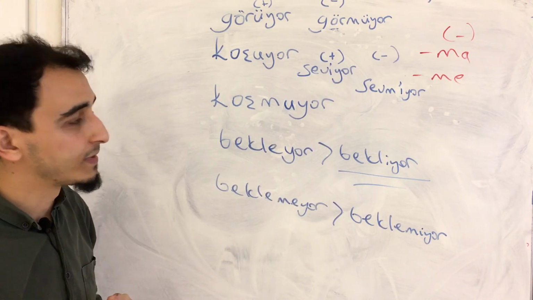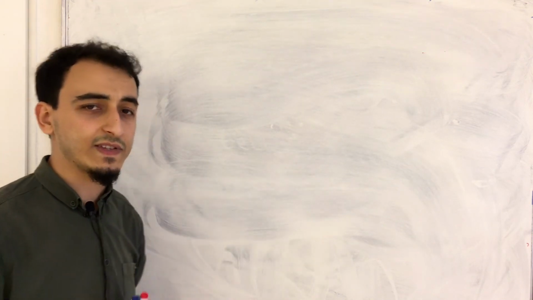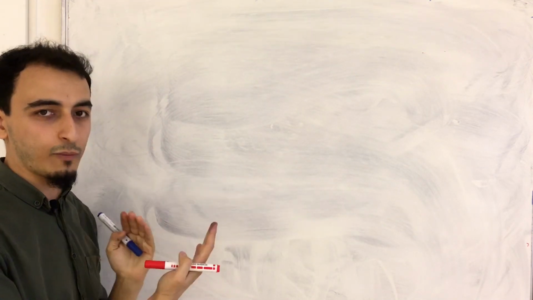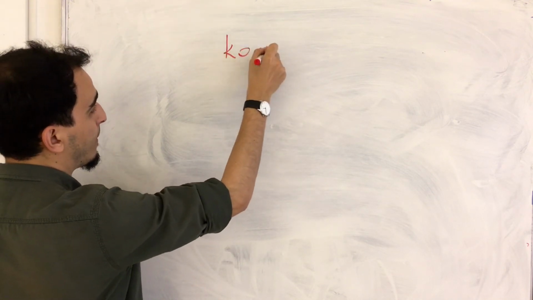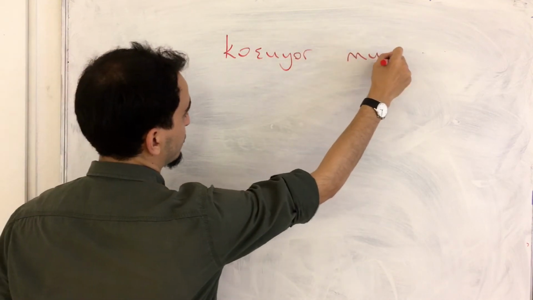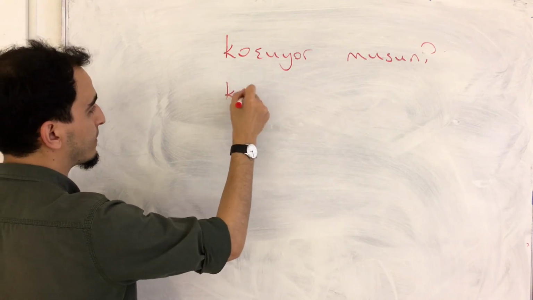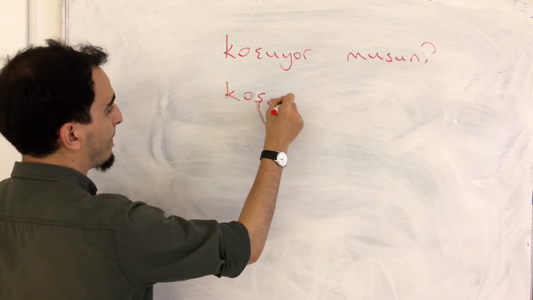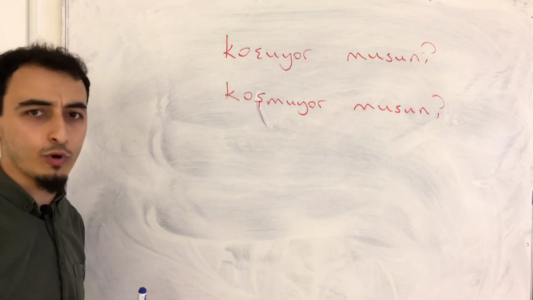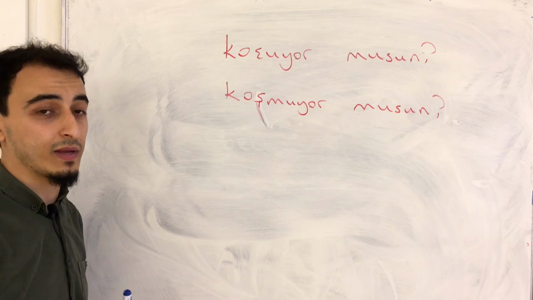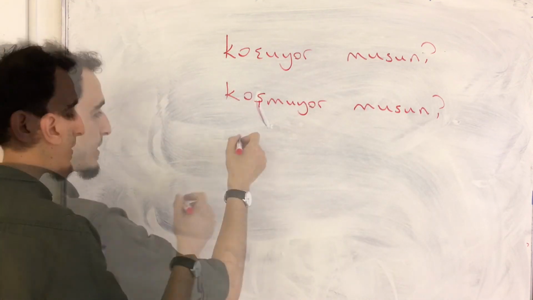So let's see how we ask questions with negative forms. If you get the subject with the positive way, that's the same. Mesela koşuyor musun? Are you running? Koşmuyor musun? Aren't you running? Sorry for the noise behind. Koşuyor musun? Koşmuyor musun?